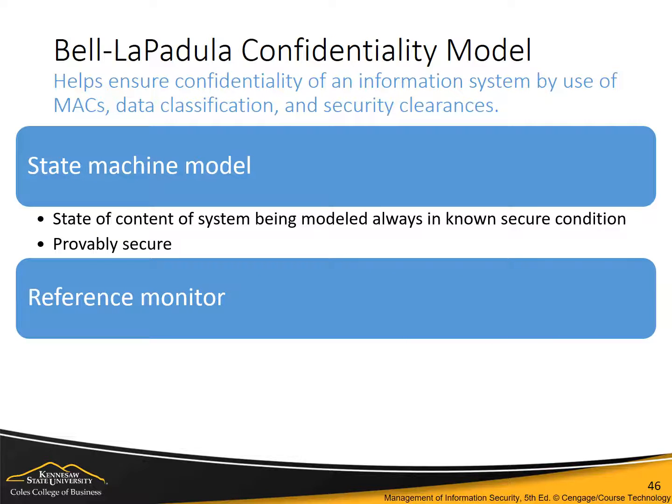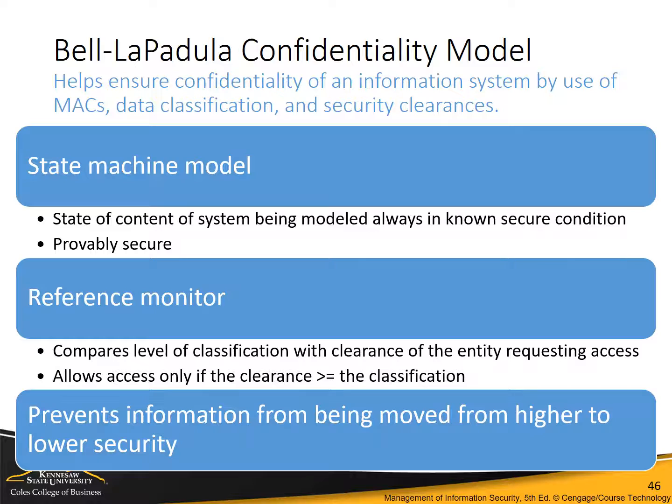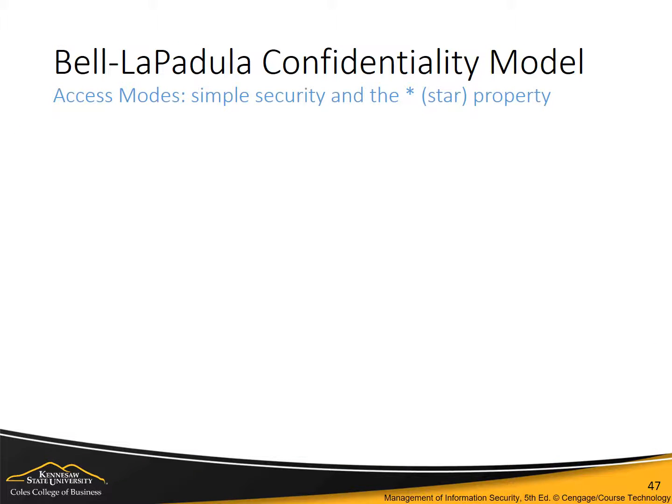A system that serves as a reference monitor compares a level of classification of the data with the clearance of the entity requesting access. It allows access only if the clearance level is equal to or higher than the classification. Bell-LaPadula confidentiality model security rules prevent information from being moved from a higher level of security to a level of lower security. In this model, access modes can be one of two types, simple security and the star property.